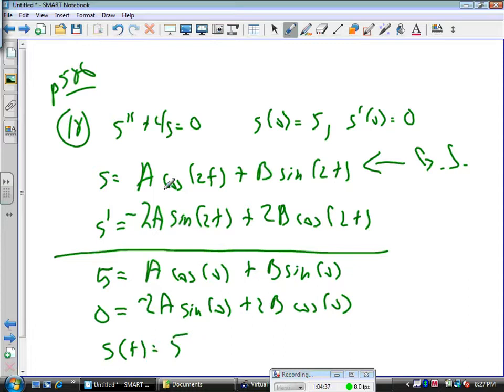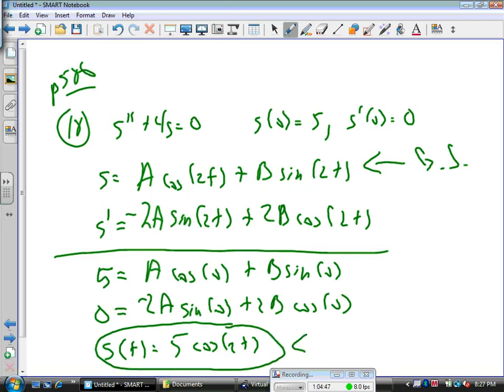Is a, which was 5, I'm filling in this, cosine 2t, plus b, which was 0, times sine 2t, so I'm done. That's your final answer. Particular solution. Okay?